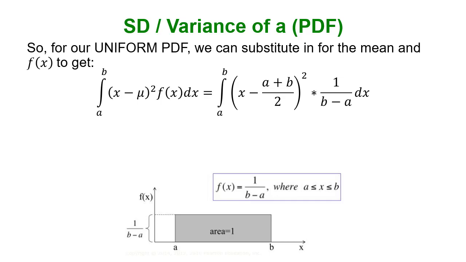And we also know what the mean is, right? We calculated that before as (a+b)/2. So with those two pieces, we can sub those into our general formula, and now we get the integral from a to b of (x − (a+b)/2), that's just our mean, still squared, and instead of f(x), we're going to put in the specific one of 1/(b−a) dx. So there we have it.